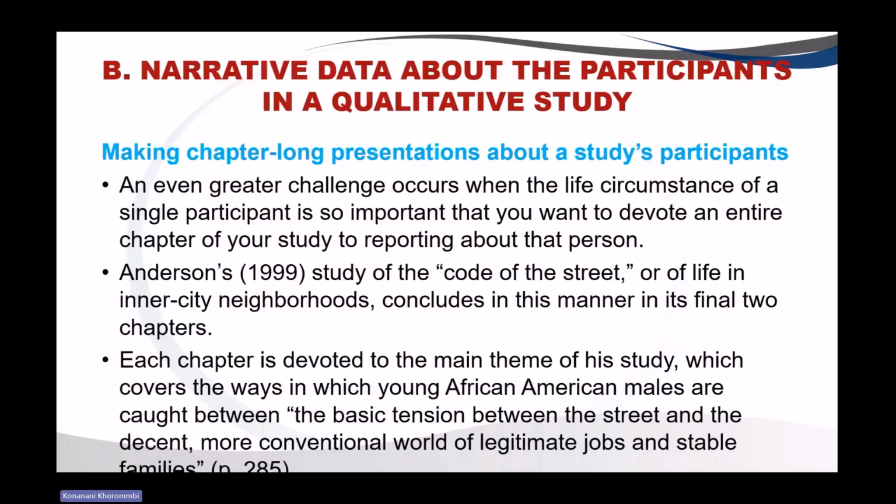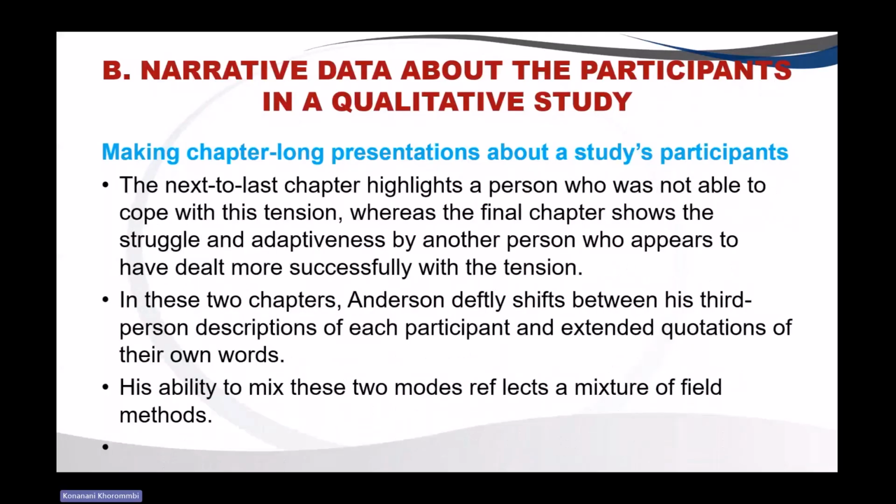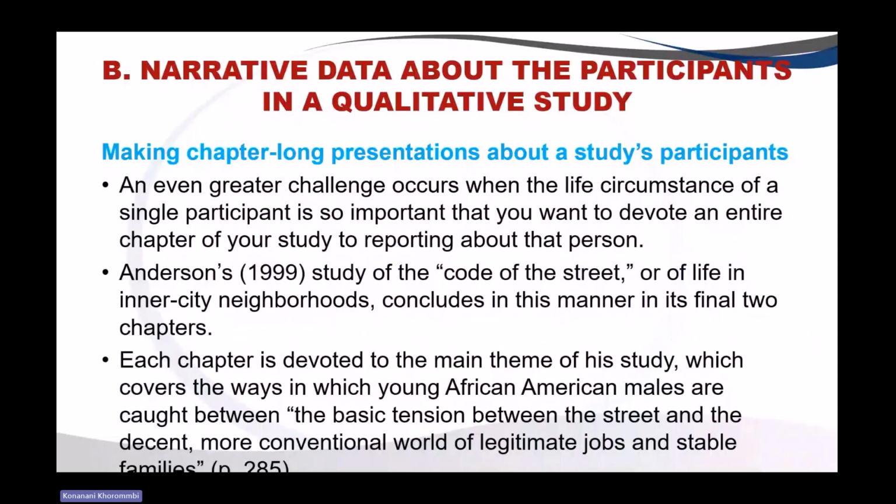And we're coming to making chapter-long presentations or writing things that will cover the entire chapter. The next to last chapter highlights a person who was not able to cope with this tension, whereas the final chapter shows that this is just an example that he was citing, and I think I must skip this. Sorry, maybe I should have started here. An even greater challenge occurs when the life circumstances of a single participant is so important that you want to devote an entire chapter of your study to reporting about that person.